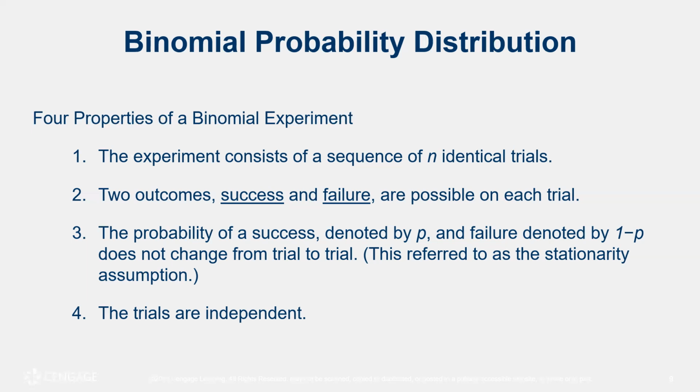So the probability of success, we denote with a P for probability, and the probability of failure is 1 minus P. In other words, the probability of success plus the probability of failure have to equal 1. Those are the only two options. We succeed or we fail. Okay. And all of our trials are independent.